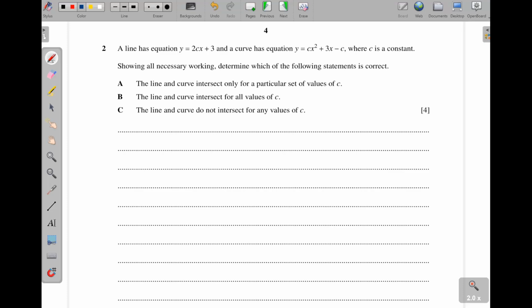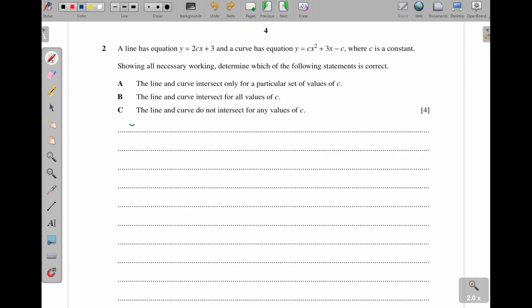Number 2 is coming from quadratics. A line has this equation and the curve has also this equation, where c is a constant. Showing all necessary working, determine which of the following statements is correct. The line and the curve intersect only for a particular set of values of x. The line and the curve intersect for all values of c. And the line and the curve do not intersect for any values of x.